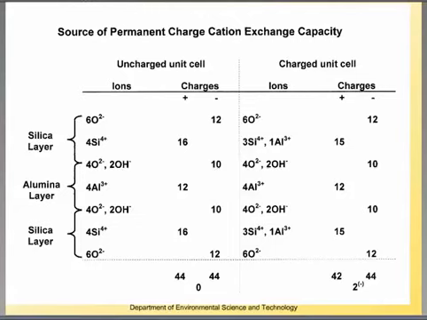Iron can substitute for aluminum in the alumina sheet, and in this case we've got some more substitution down here, right? So what's the net result in terms of charge? Well, when you add all the positive charges up, you get a +42, and when you add the negative charges, you still have -44, right? So what's the charge on this unit cell? -2. So this unit cell would contribute charge to the clay.